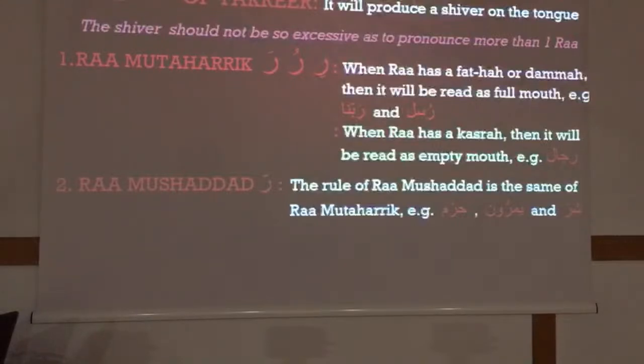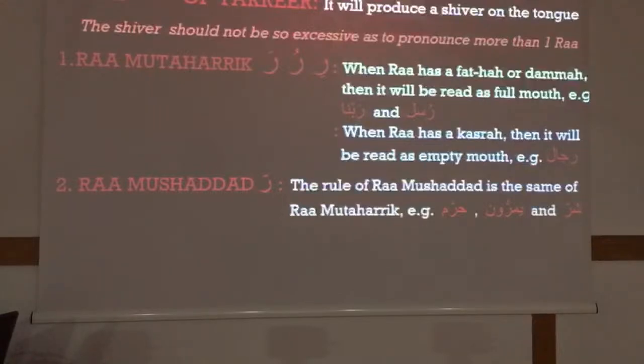We want to make sure of the difference between the English letter R and the Arabic letter Ra. Notice, am I smiling when I'm reading the Ra, or is my mouth narrow? I'm smiling, sharri. So this shows me Ra mushaddad, when it has a kasra, is empty mouth.